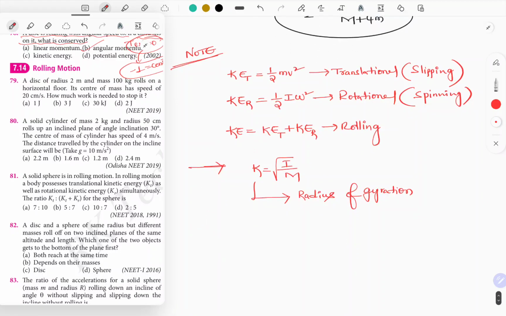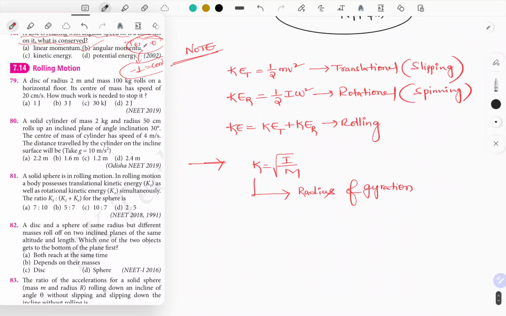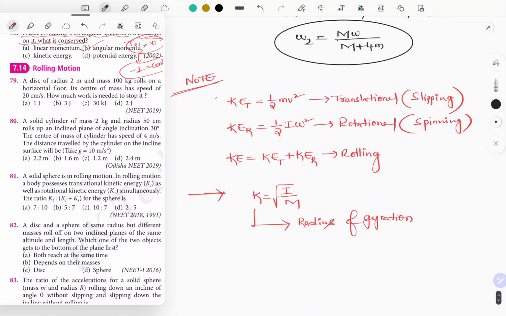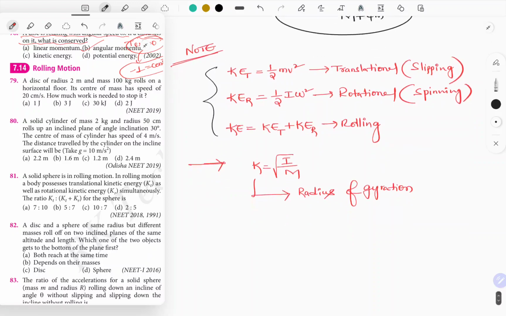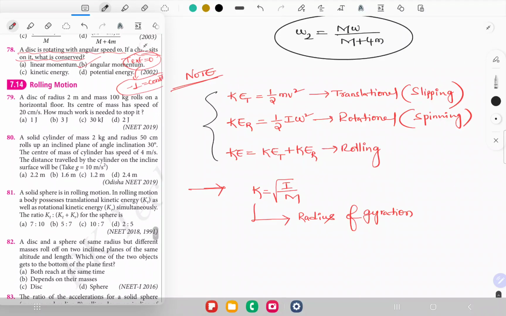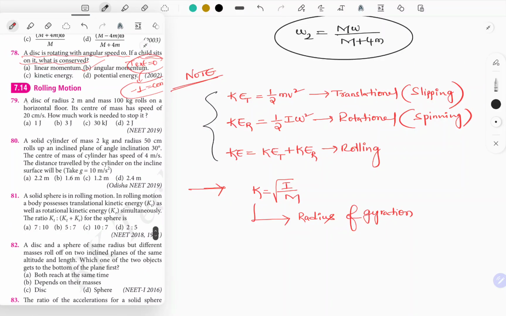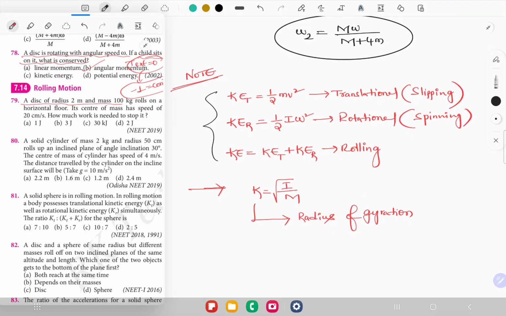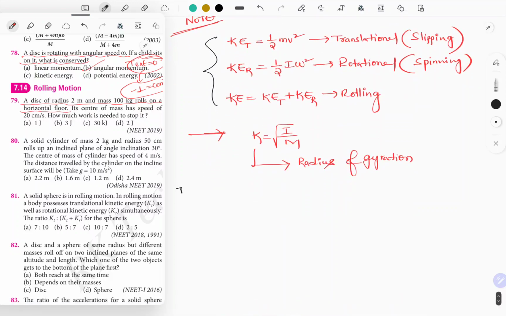In part 3 I explained radius of gyration, rotational kinetic energy, translational, and the exact meaning of these three types of motions. Just go through part 3, then you will understand. Let's solve numericals. Question number 79. A disc of radius 2 meter and mass 100 kg rolls on a horizontal floor. Super. Question number 79. Disc is rolling on a horizontal floor.